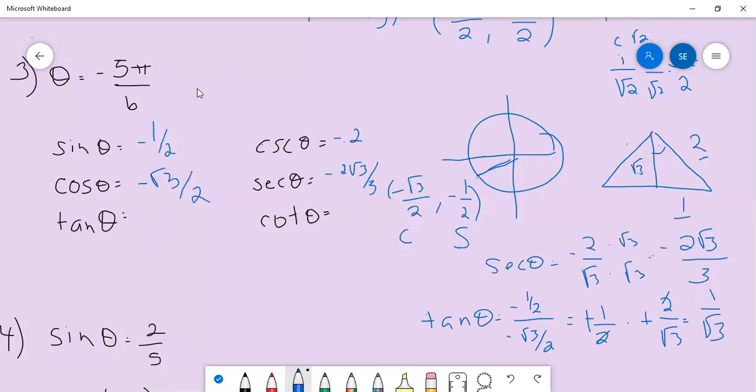1/√3. If we normalize that by multiplying the top and the bottom by the √3, we get tangent is equal to √3/3.